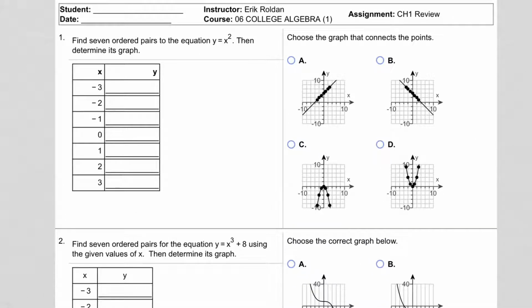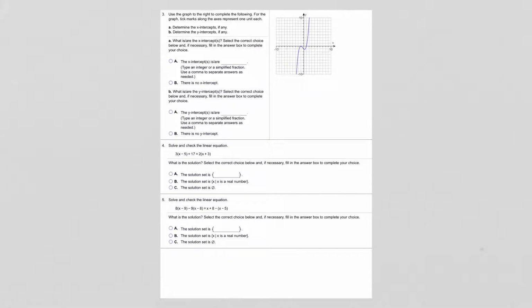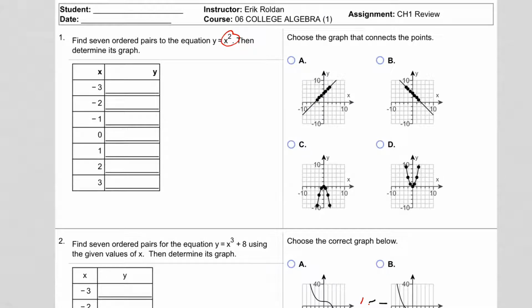Alright, so first we have graphing using a table. So basically, you want to plug in the x values into the equation or the function and calculate your y values. All this is saying is that you're going to be squaring all your x's. So we can just quickly go through this and say this is 9, 4, 1, 0, 1, 4, 9. So this is definitely a parabola, as the number is the same for the -3 and the +3.